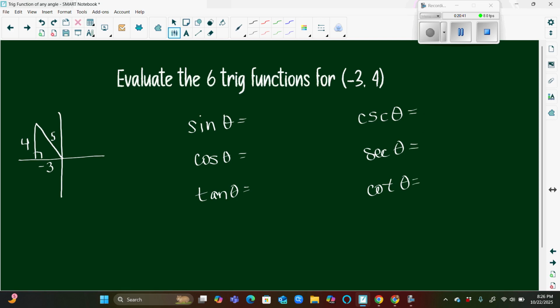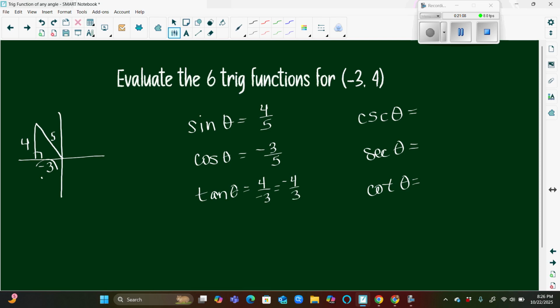All right, so sine is y over r, so that'd be 4 over 5. Cosine is x over r, so that'd be negative 3 over 5. Tan is going to be y over x, so 4 over negative 3, which we're going to say that is negative 4/3.